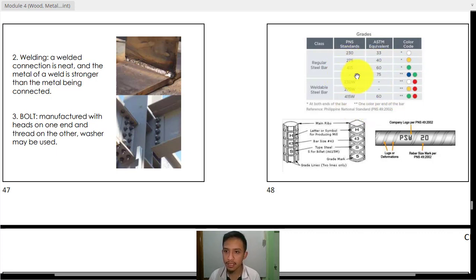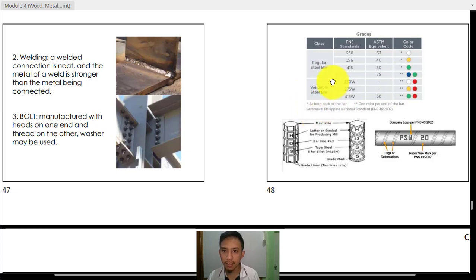By the way, that is not given there because these are already high strength. So that depends on the required manufacturing of this steel. Okay, and these are the color coding. If that is white, that is grade 33, or that is 230 megapascal. Yellow is 40, 275. Green is 60, 415. A mixture of blue and green is grade 75. That is a high strength. Okay, it depends again on the requirement of the steel.